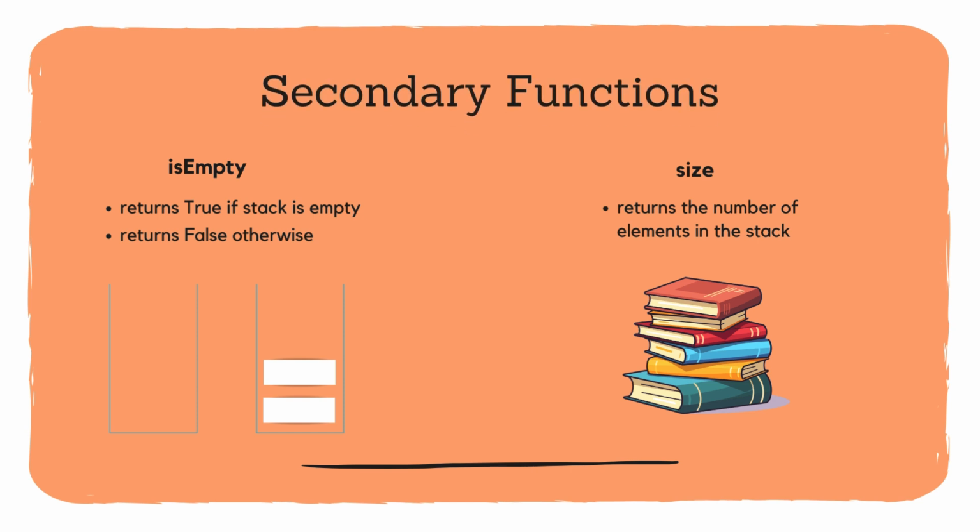So finally, let's go over some secondary functions. The first one is isEmpty. The isEmpty function returns true if the stack is empty and returns false in all other cases. And then there's also the size function, which returns the number of elements in the stack. So in this case, this stack would return true because the stack is empty, and this one would return false because it has 2 elements in it. And in this stack of books, because there are 6 different books, it would return 6 as that is the size of the stack. So these secondary functions help us manage and understand the state of our stack, and they make it easier to work with in various applications.